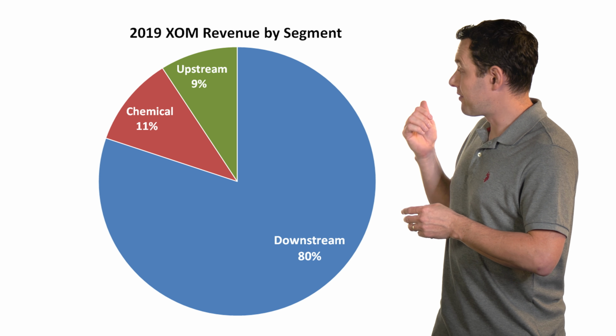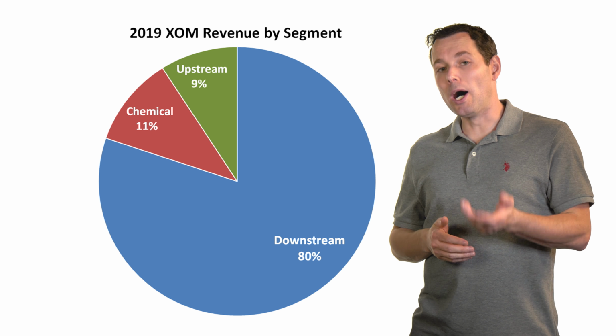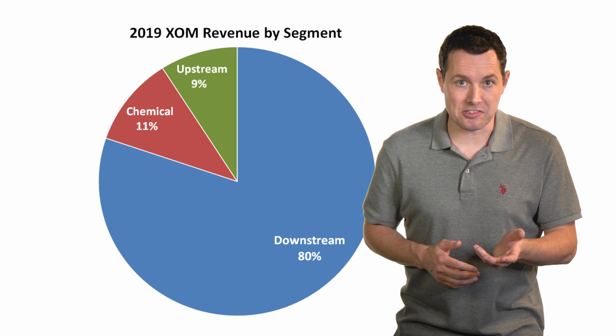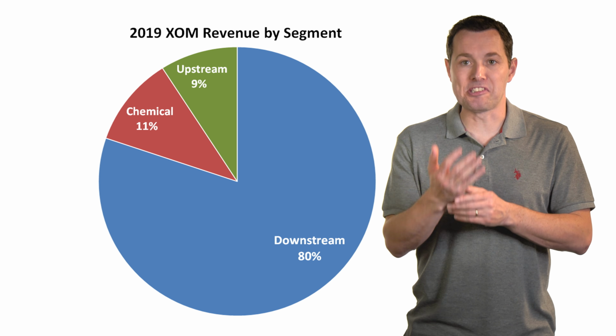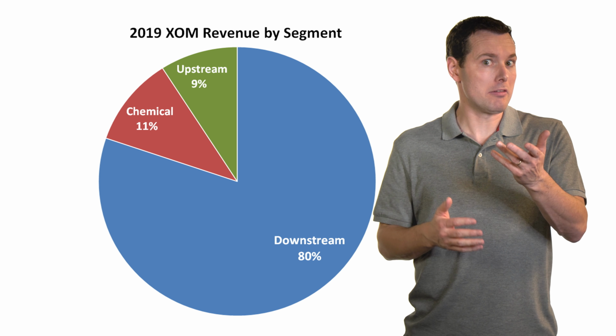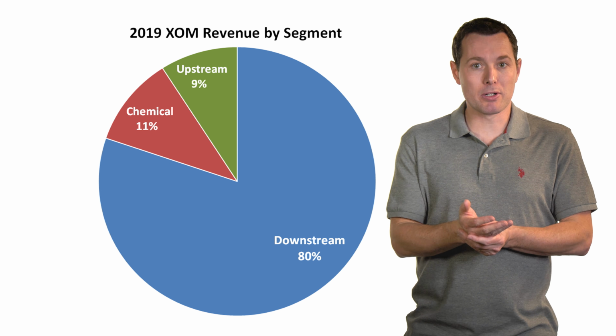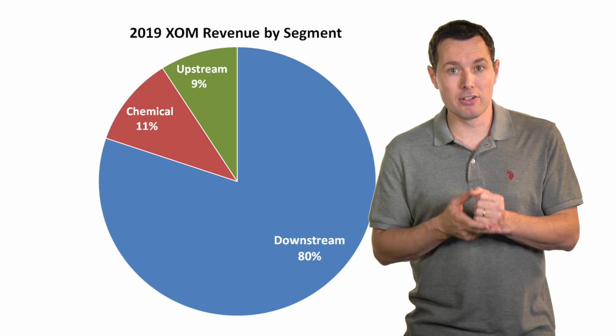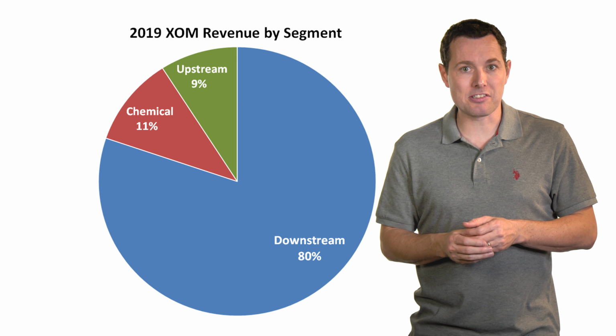So Exxon breaks their business into three primary segments. They have downstream, chemicals, and then upstream. The upstream part of their business is where they drill for things like oil and gas. Downstream is where they refine it in refineries and sell it in gas stations. And then the chemicals part of their business is where they produce things like polypropylene and polyethylene. Those are things around plastics.